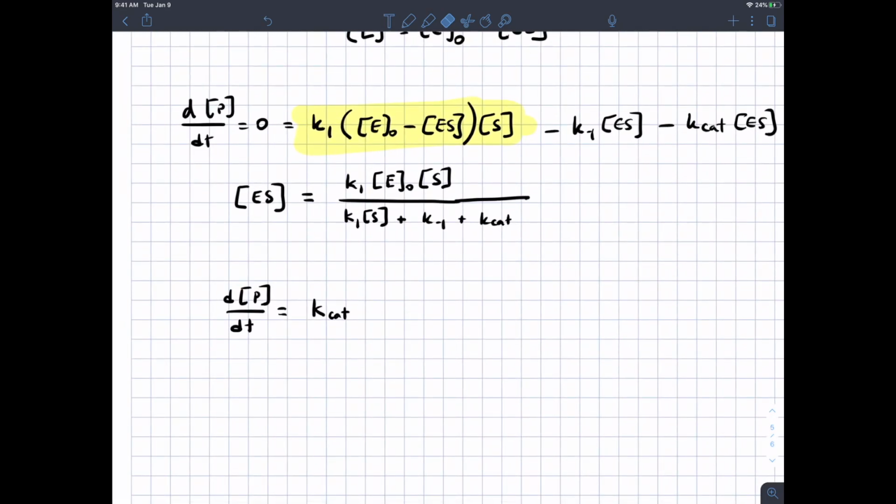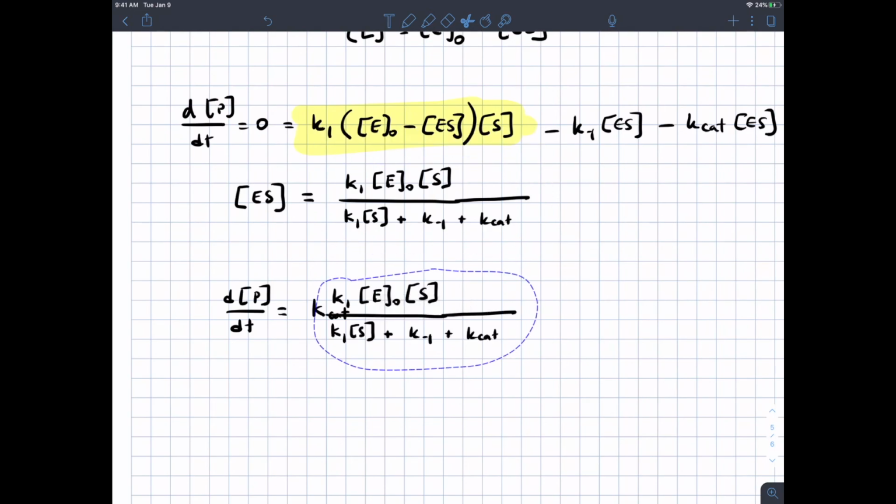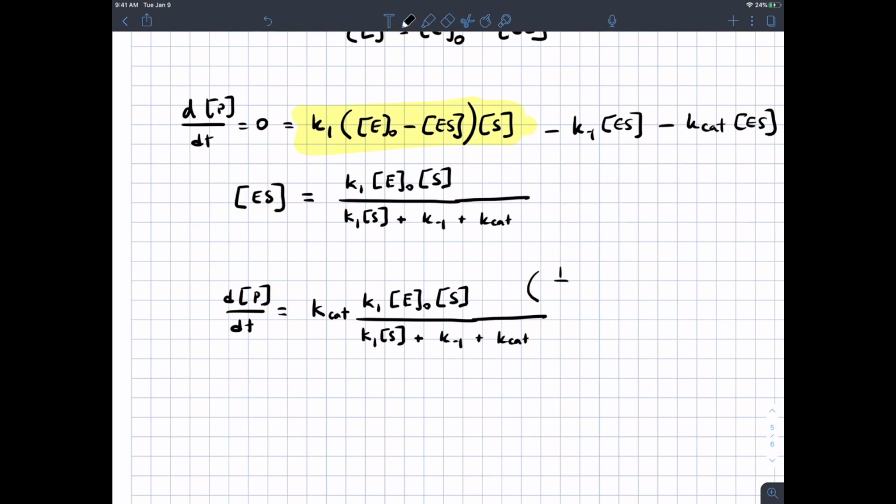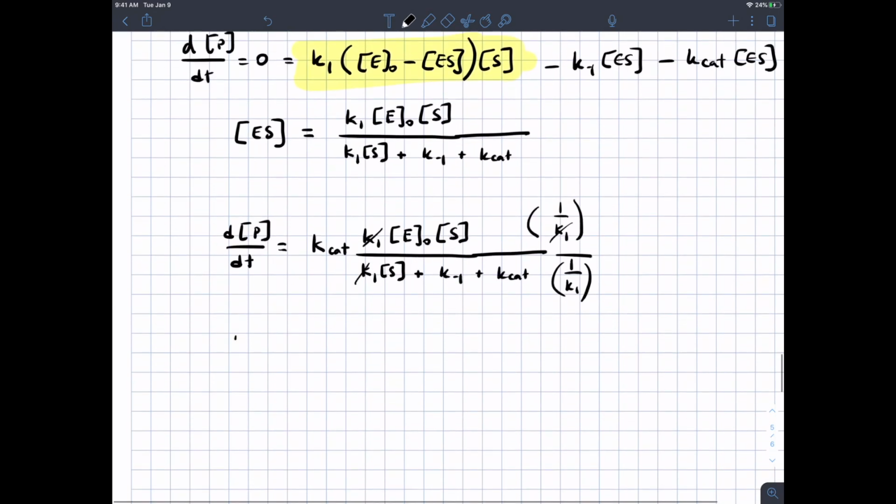So now we can take that expression and put it here. And now we're going to do something that's annoying. We're going to multiply the numerator and the denominator by 1 over K1. That's going to get rid of it there and there, but it's going to change the form of those last two rate constants in the denominator.